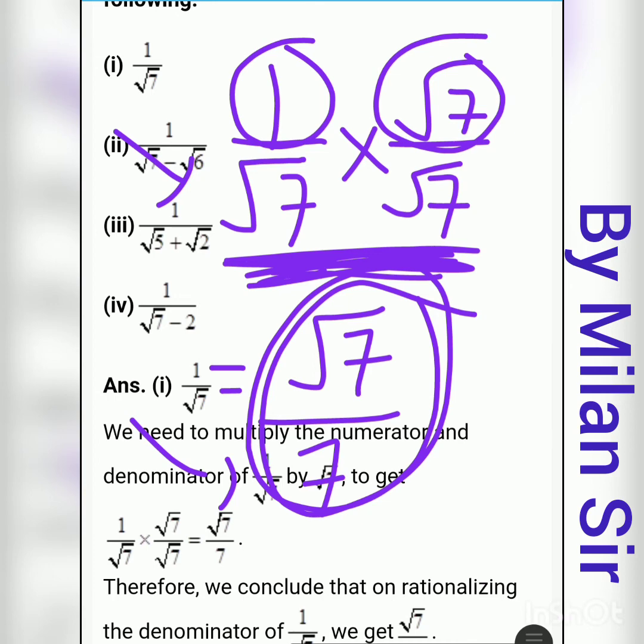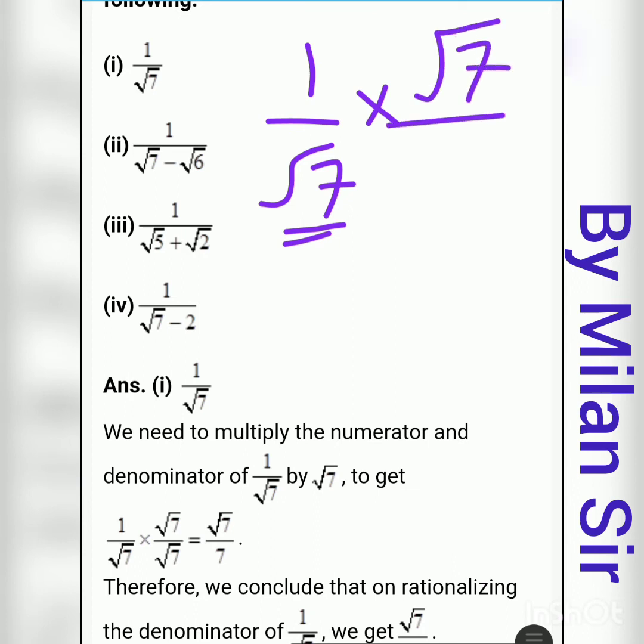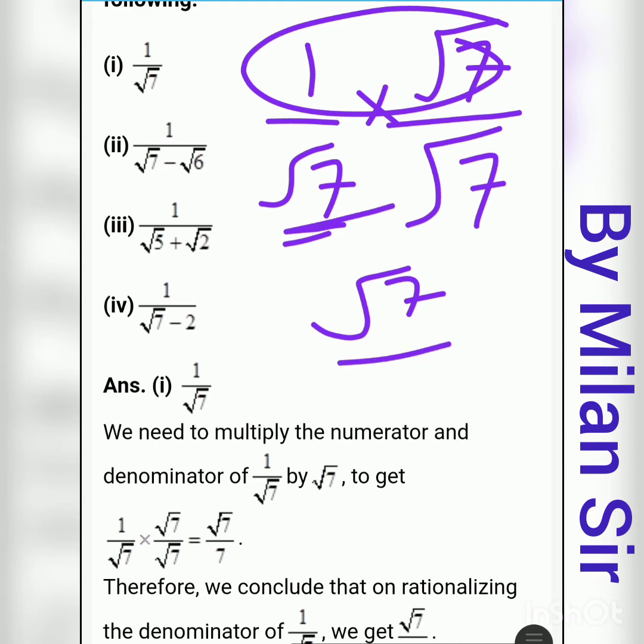Now, the square root in the numerator is fine, we do not need to remove it. We only need to remove the square root from the denominator. It is called rationalizing the denominator. 1 upon under root 7, only a single term is there, that's why we multiply and divide with the same term. So the numerator is under root 7, and the denominator under root 7 times under root 7 is only 7. So under root 7 by 7.